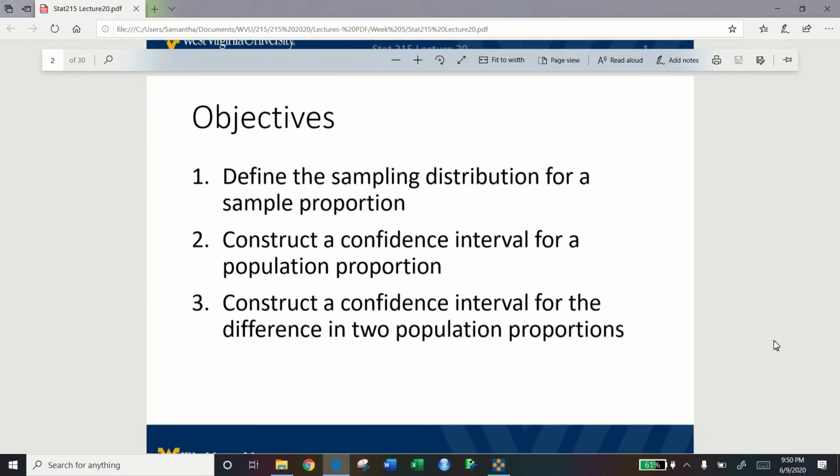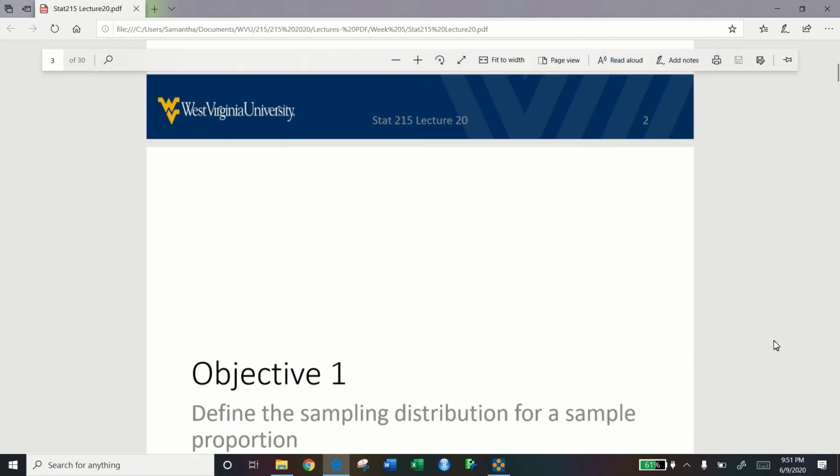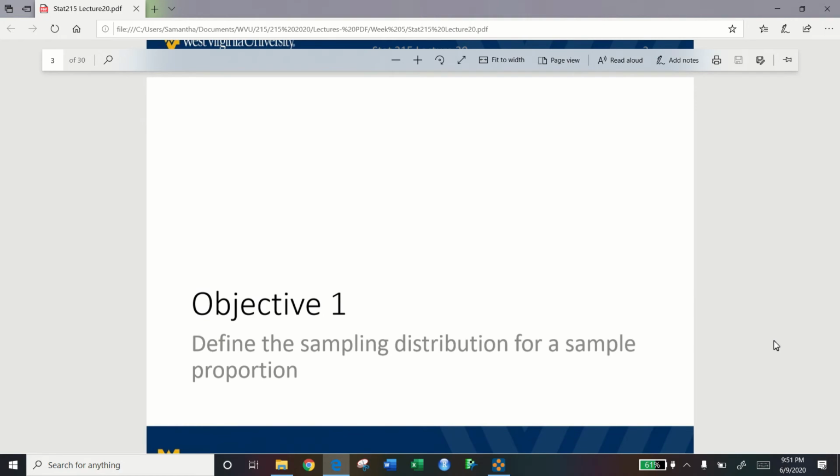In this video, we are going to focus on three objectives. First, we want to define the sampling distribution for a sample proportion. Second, we want to construct the confidence interval for a population proportion. And third, we want to construct a confidence interval for the difference in two population proportions. Let's begin with our first objective.